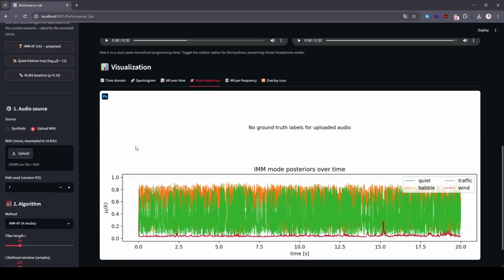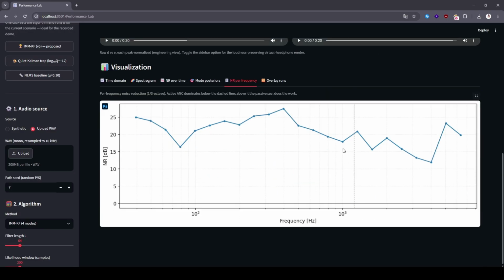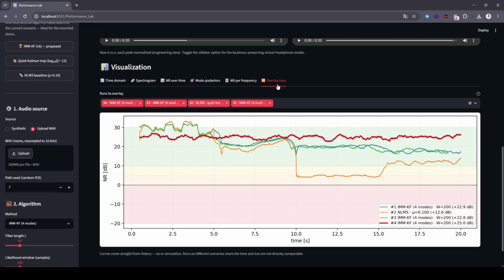I uploaded the Babble audio, and we can see the Babble is the orange one. It's on the top. It's between traffic and Babble, but always selecting the Babble. We can see on the low frequency bands, noise reduction is good, but when the frequency goes higher, noise reduction goes lower. And on the last tab, we can compare these four runs between each other.